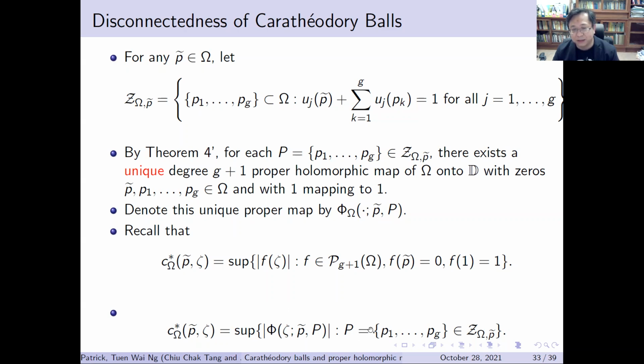P is any one in this set here. It simply means P1 up to PG together with P tutor satisfy the harmonic measure condition. Okay, so you look at all. In some sense, we actually parameterize the proper maps of degree G+1 with one zero, which is P tutor.